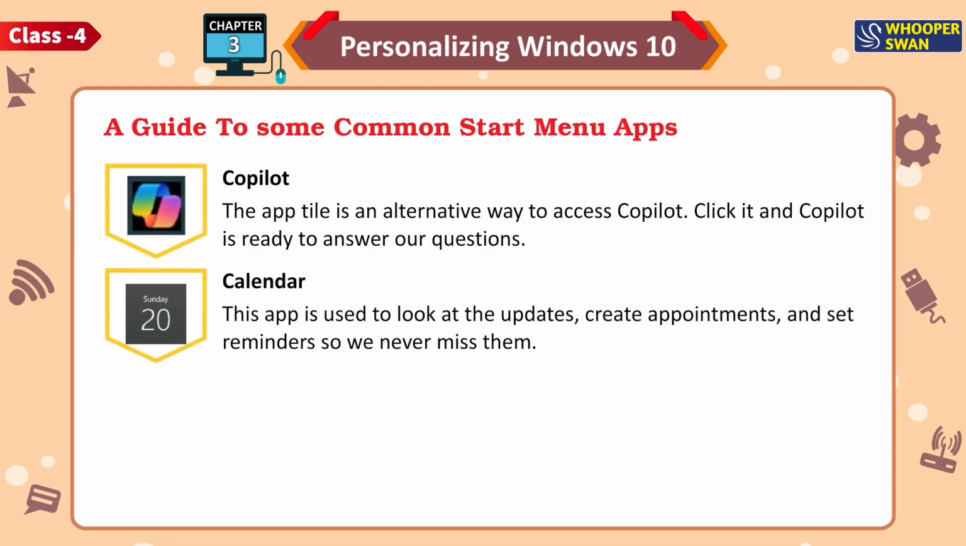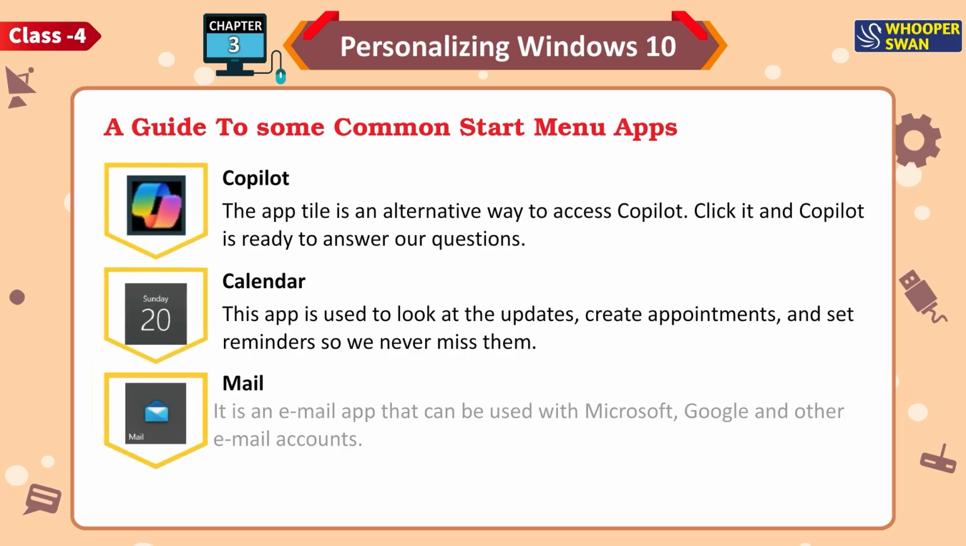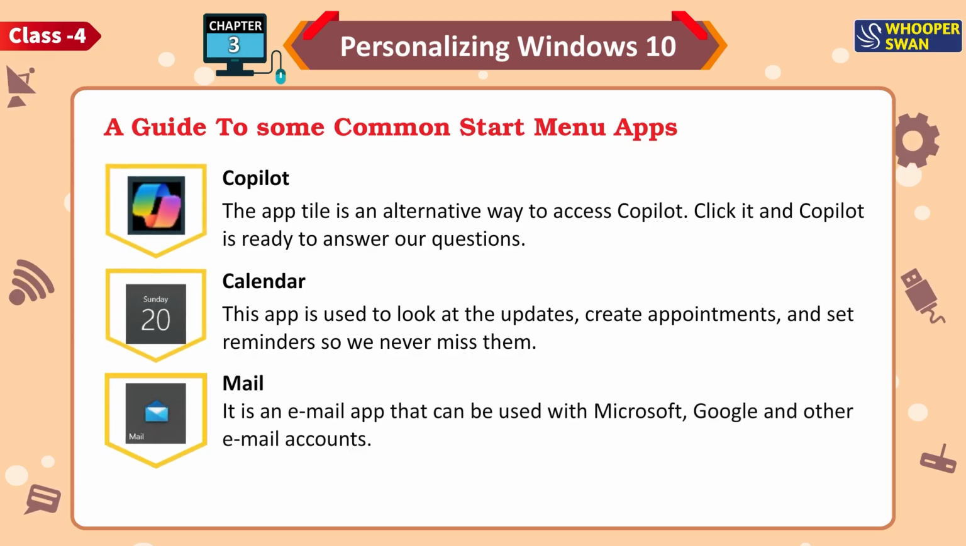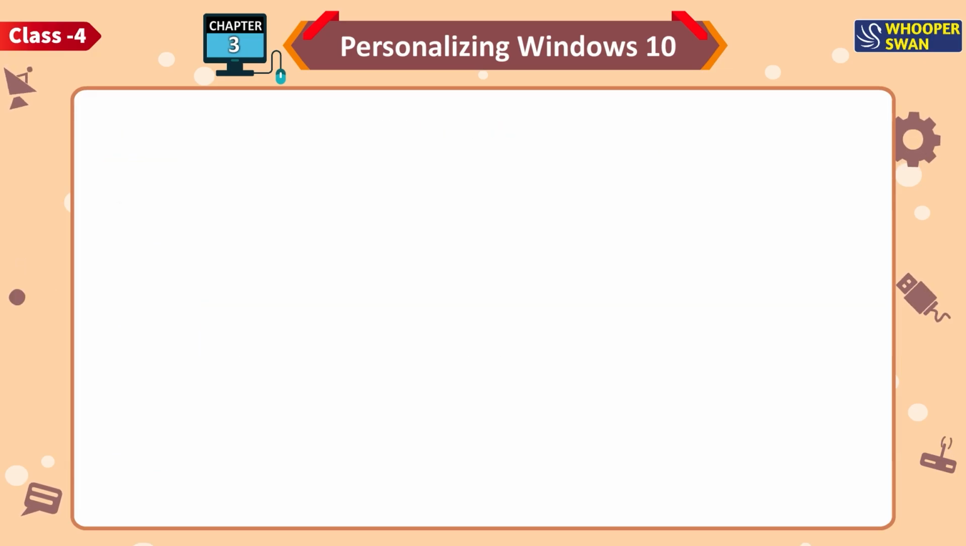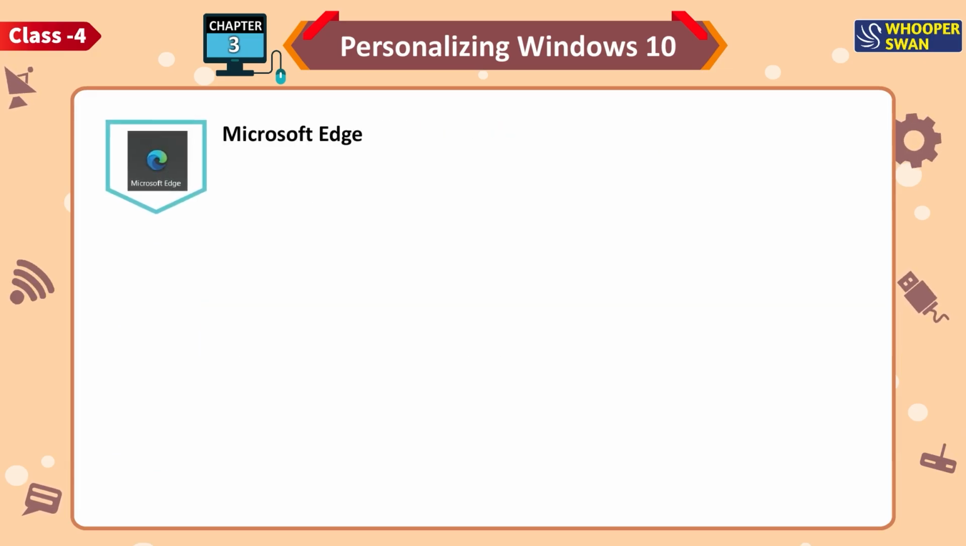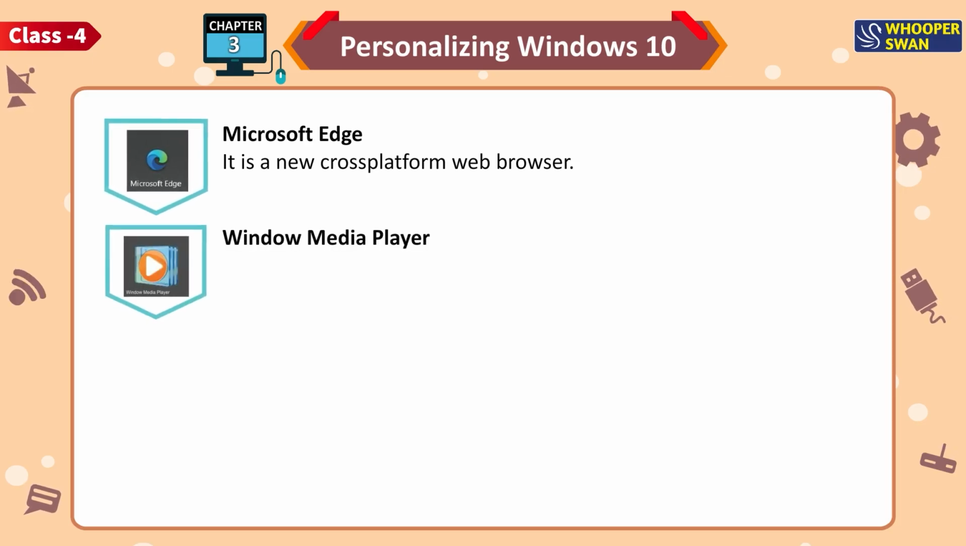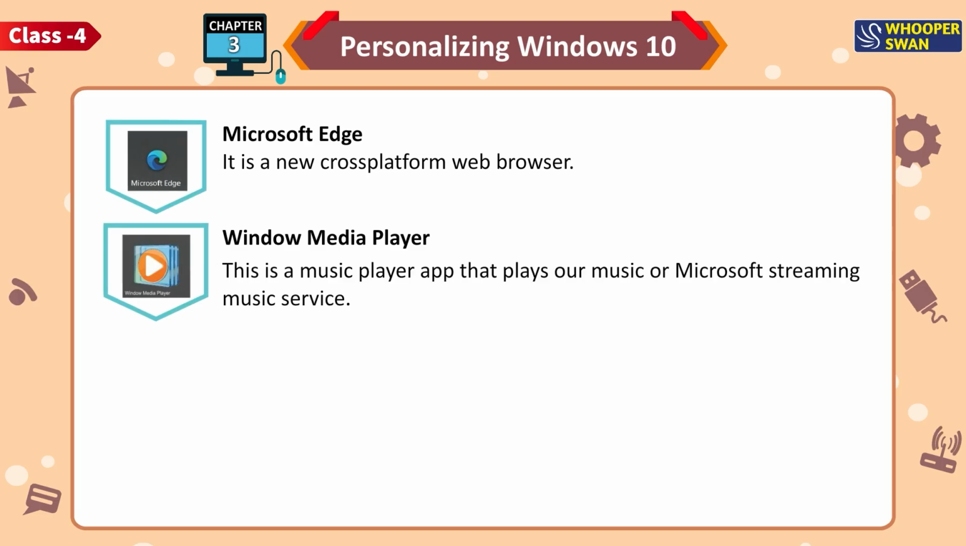Calendar. This app is used to look at the updates, create appointments, and set reminders so we never miss them. Mail. It is an email app that can be used with Microsoft, Google, and other email accounts. Microsoft Edge. It is a new cross-platform web browser. Windows Media Player. This is a music player app that plays our music or Microsoft streaming music service.